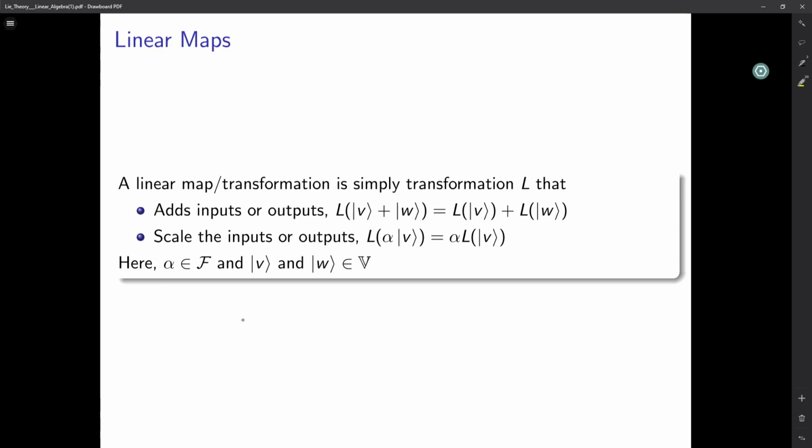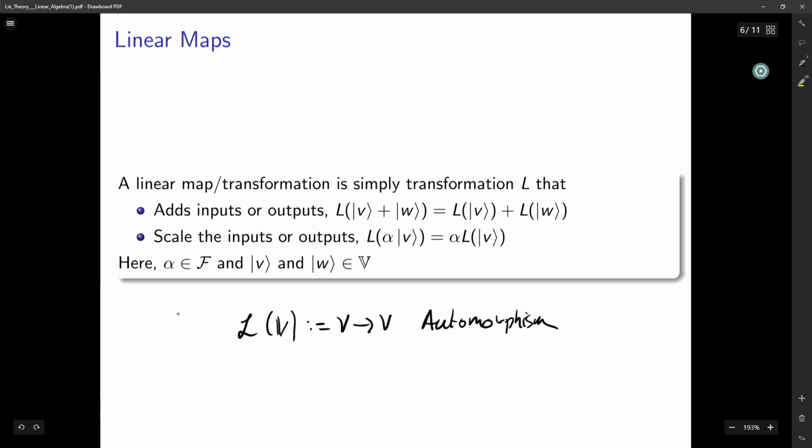You can definitely consider the set of all linear maps over a vector space, and that does form a vector space itself. And I think if you have a linear map that maps from V to V, it's called an automorphism. But leaving this aside, this is not really important.